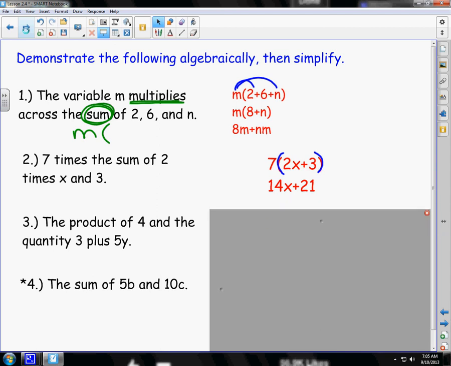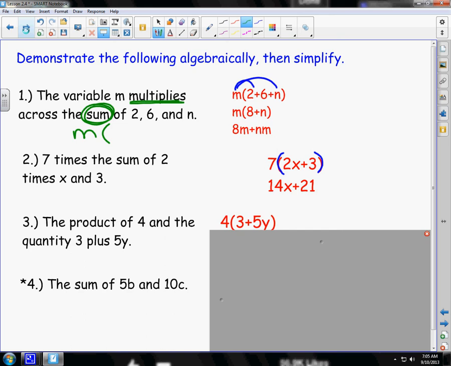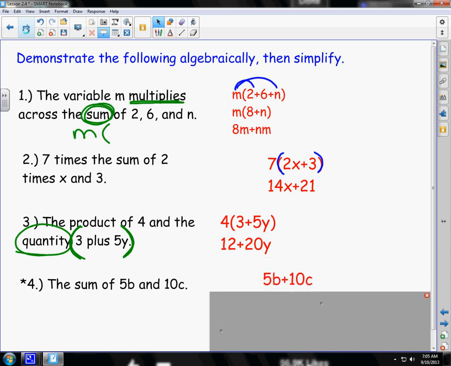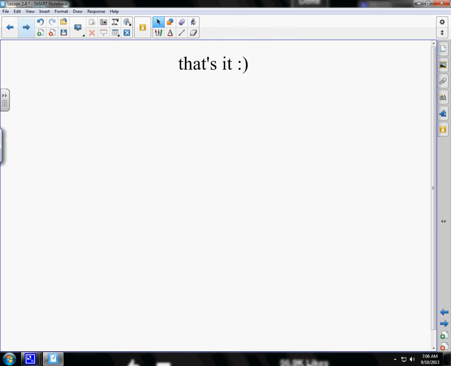The product of 4 and the quantity 3 plus 5y. So 4 and the quantity meaning all of this is one thing. All of that is one thing, 3 plus 5y. So that would be 12 plus 20y. The sum of 5b and 10c. So it's really just 5b and 10c. So they factored out a 5, but you don't need to. You can leave it as 5b plus 10c. Either one is correct. All right, that's it for your notes.